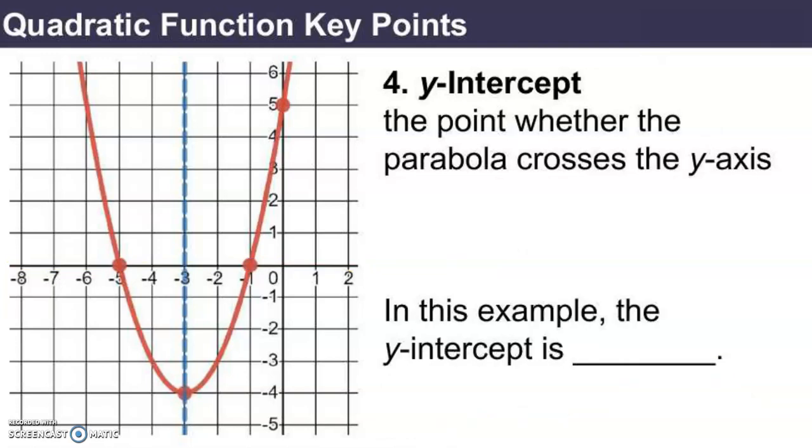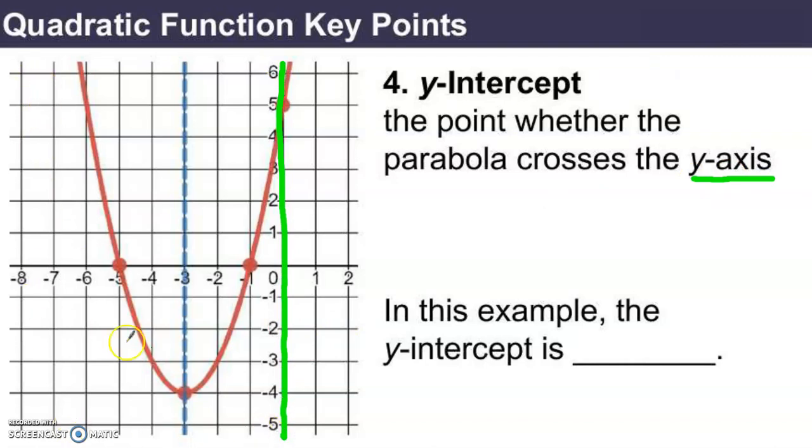All right, kind of the last key important point that you need to be able to locate on a parabola is the y-intercept. And this, just like with linear functions, is the point where the parabola crosses the y-axis. So recall that the y-axis is the vertical line where x is 0, right here.